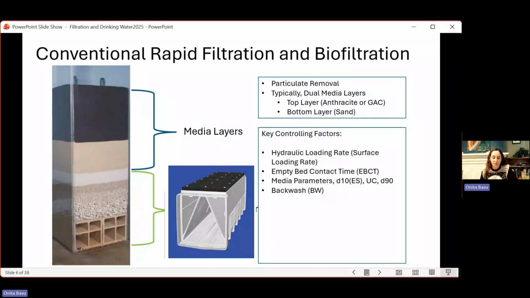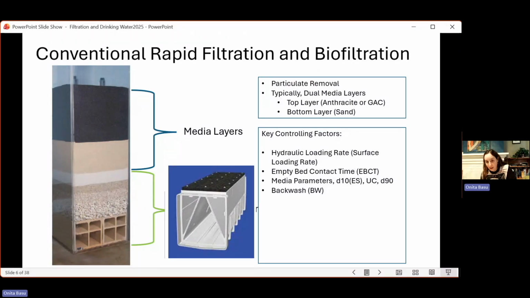So the empty bed contact time is how long it takes water to flow through the two media layers right here. And we use that as an indicator of how much time the particulates or potentially the organics in the system have to contact the filter. And it's another kind of design feature. There's some values that people usually play with. It's about 3 minutes to 20 minutes is a pretty common empty bed contact time.